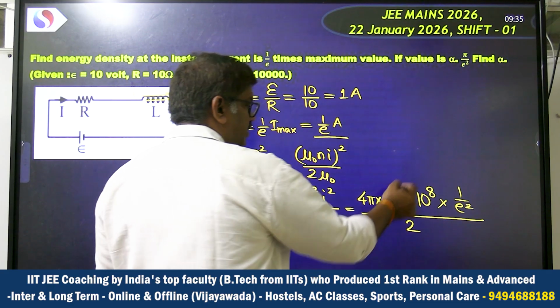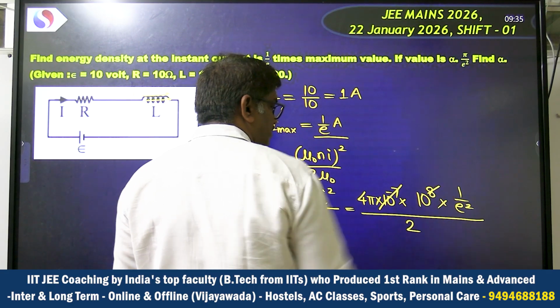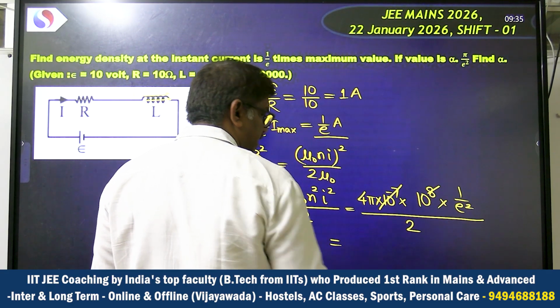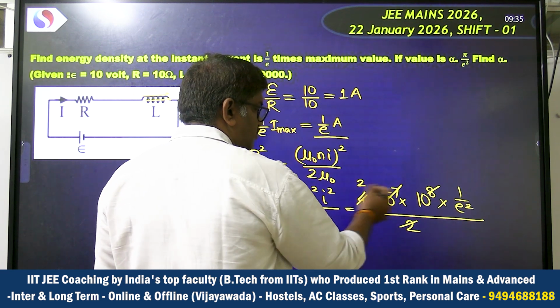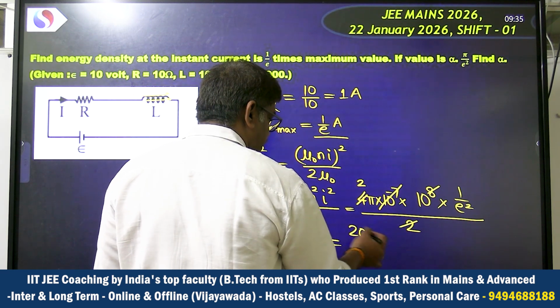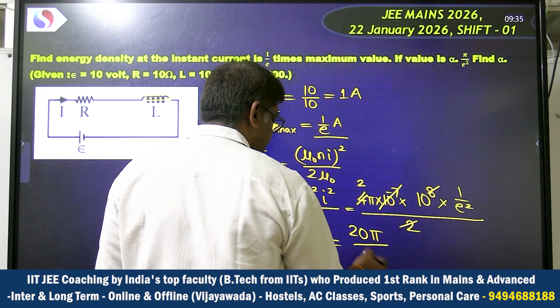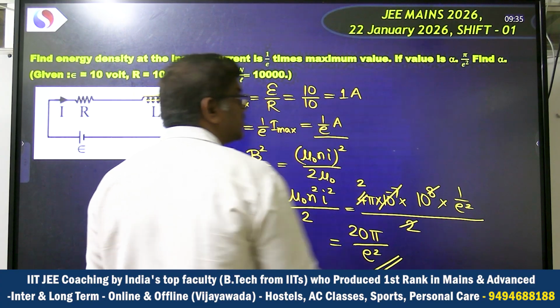Divided by 2. 10 to the power minus 7, 10 to the power 8, that will give you 10. This 2 and 2 is also cancelled. So 2 into 10 is 20, 20 pi by E square. That will be your energy density.